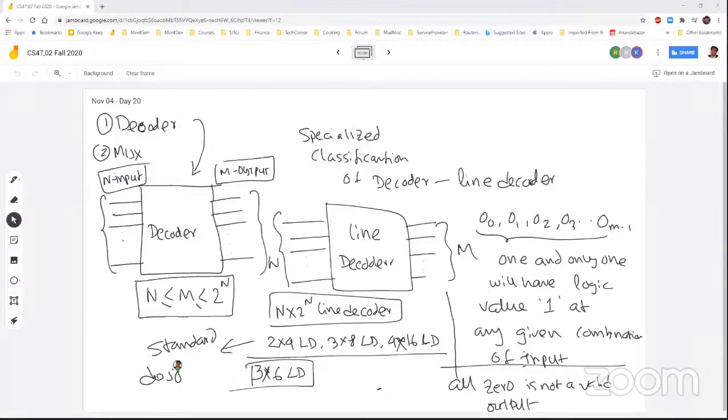But these are kind of standard design components. And what is meant by a standard design component is that we use it to solve many problems.